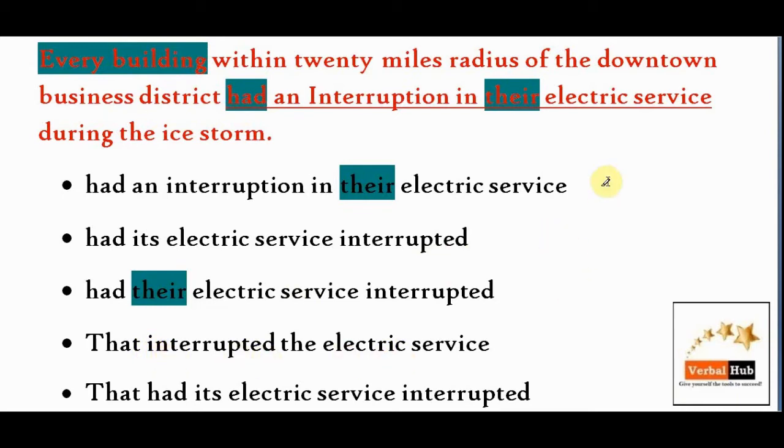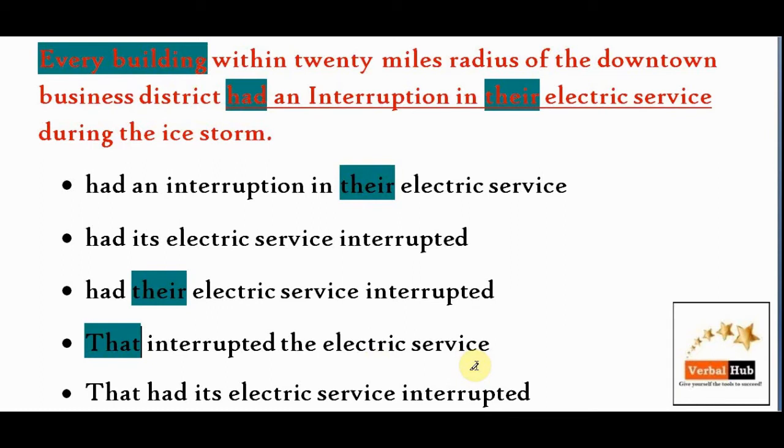What is the meaning of that here? It's that, which is again a conjunction. And this conjunction is for what? For business district. Now the sentence is business district that interrupted the electric service, right?